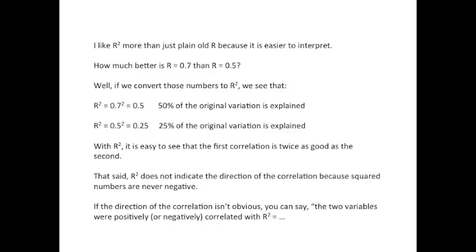That said, R squared does not indicate the direction of the correlation because squared numbers are never negative. If the direction of the correlation isn't obvious, you can say the two variables were positively or negatively correlated with R squared equals ... whatever that value may be.